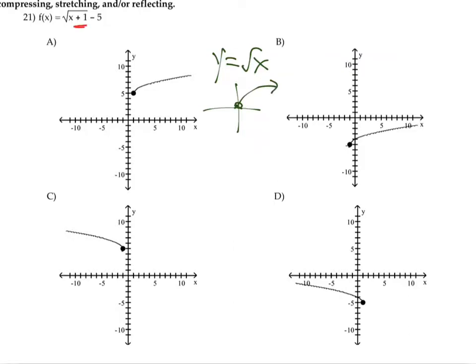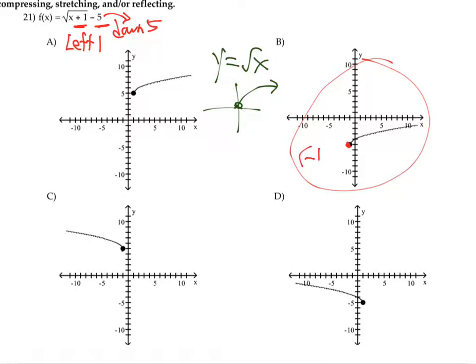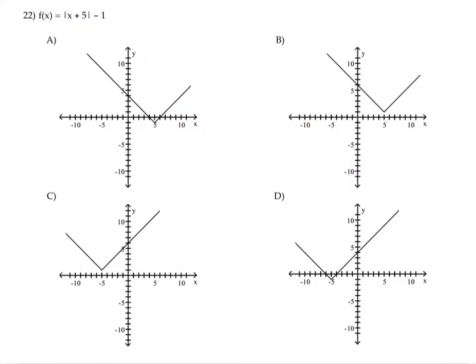Now, they've got a plus 1 here and a minus 5 there. What's that plus 1 going to do? Negative, I'm going to go to the left. Left, huh? Left one, because it's in there with x. It's in the root, so it's right-left, and it's opposite. X is always opposite. And then, what about the minus 5? Down 5. Yeah, so which one has been moved left 1, down 5? B. Yeah, this one, huh? See how this dot is left 1, down 5? That easy? All right, let's try another one.